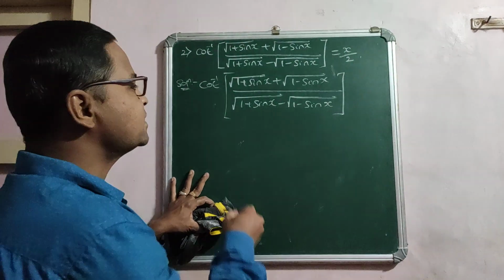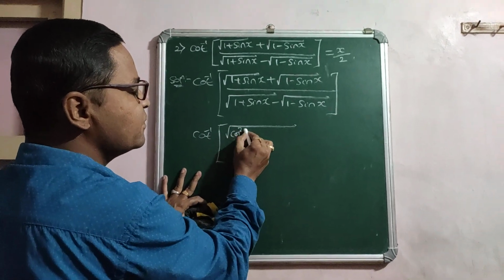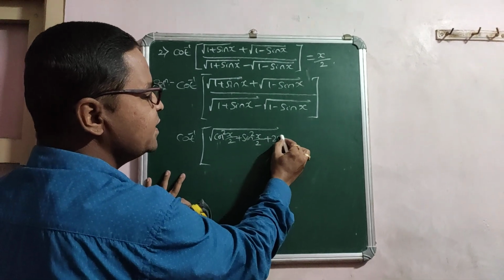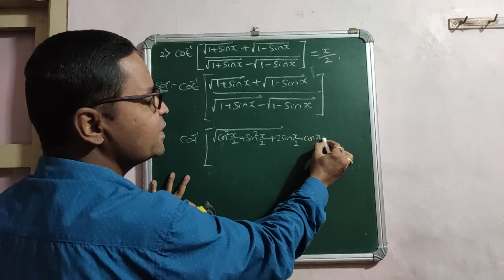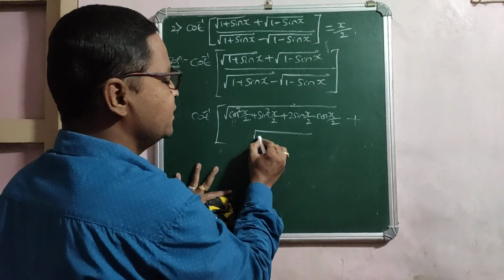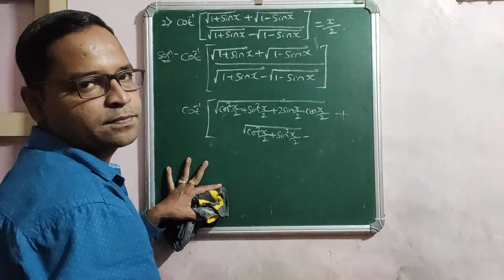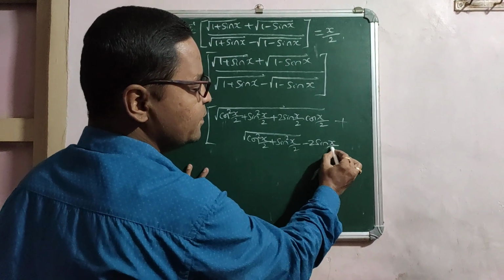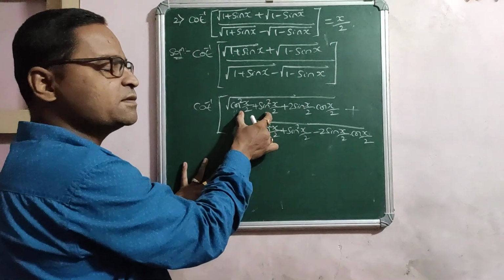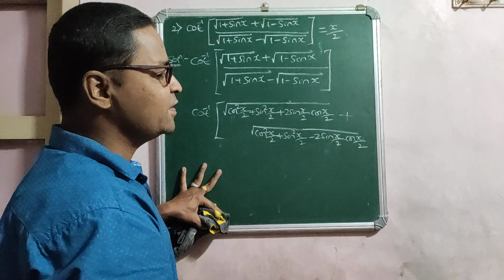Now I will replace the term 1 as cos square of x by 2 plus sine square of x by 2 plus 2 sine x by 2 into cos of x divided by 2. Plus again we have a term cos square x by 2 plus sine square x by 2 minus 2 sine x by 2 into cos of x divided by 2. That is, we have replaced 1 as cos square x by 2 plus sine square x by 2, and then sin x as 2 sine x by 2 into cos of x by 2.